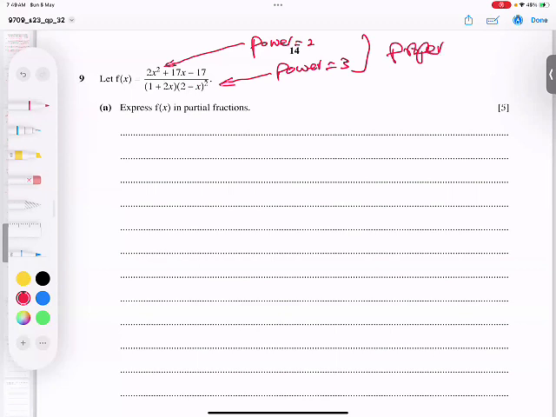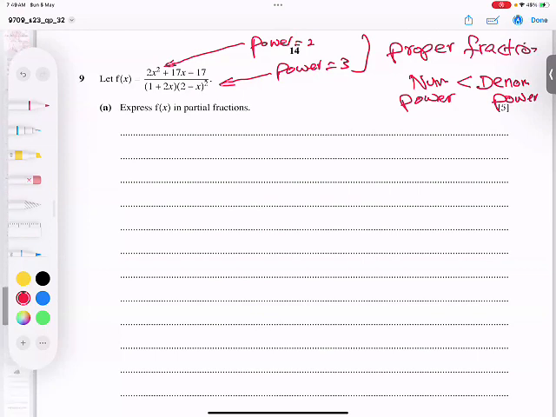Because you know, the numerator power should always be less than the denominator power. This is a rule, okay, must. But I think the idea is clear. So this is called a proper fraction. So let's see, student, how we can do it.